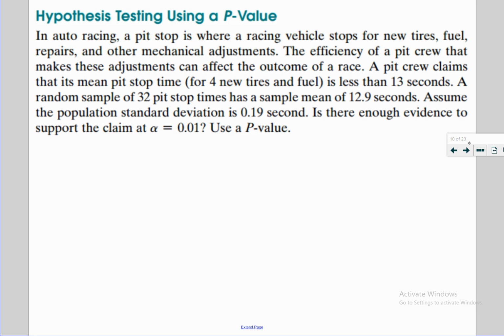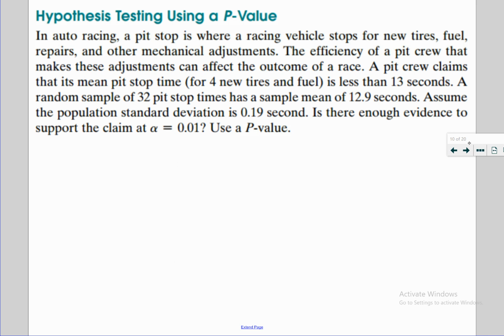In auto racing, a pit stop is where a racing vehicle stops for new tires, fuel, repairs, and other mechanical adjustments. The efficiency of a pit crew that makes these adjustments can affect the outcome of a race. A pit crew claims that its mean pit stop time for 4 new tires and fuel is less than 13 seconds. A random sample of 32 pit stop times has a sample mean of 12.9 seconds. Assume the population standard deviation is 0.19 seconds. Is there enough evidence to support the claim at a level of significance of 0.01? And we're going to use p-values.